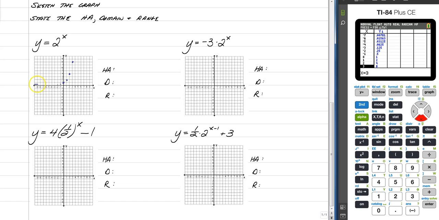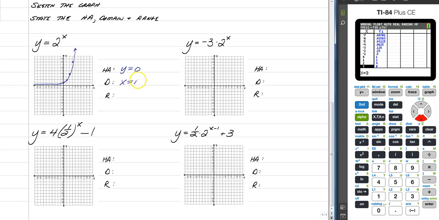So when you sketch this graph, just don't cross over the x-axis. And there you go. So your horizontal asymptote, it's never going to reach 0, so it's y is equal to 0. Your domain, you can substitute anything in for x.